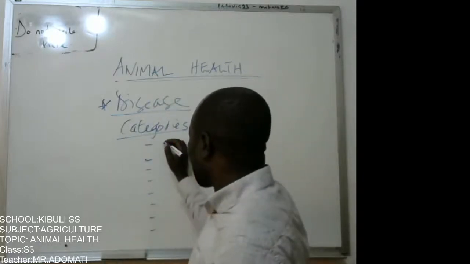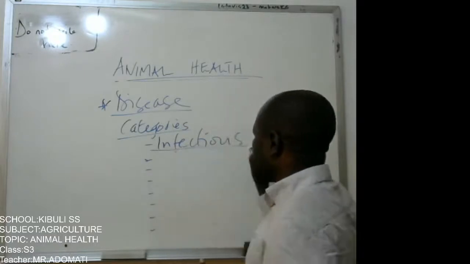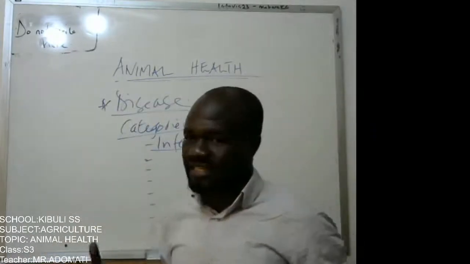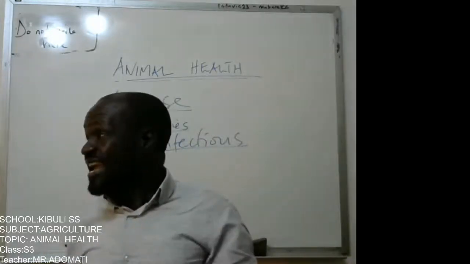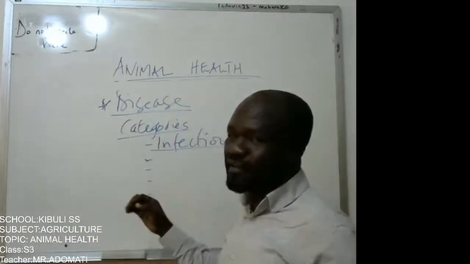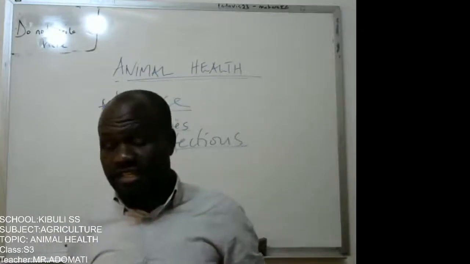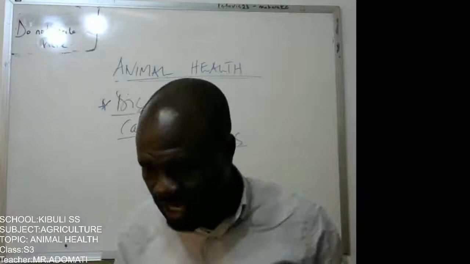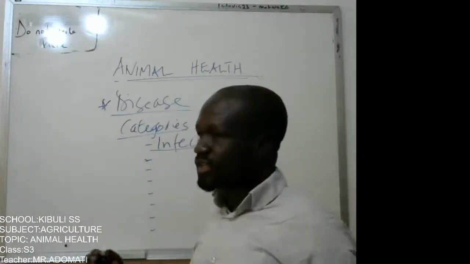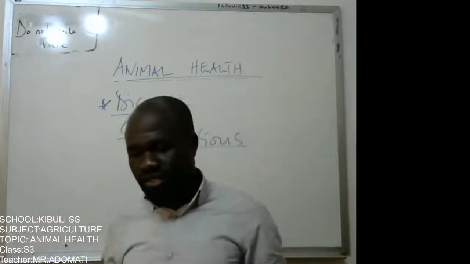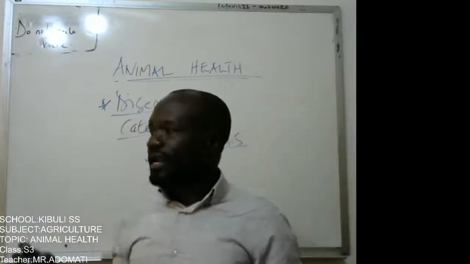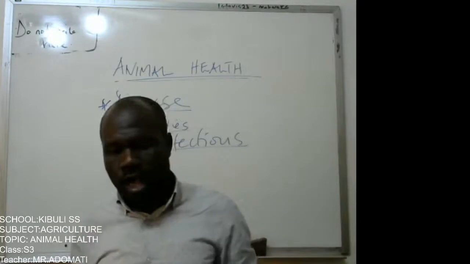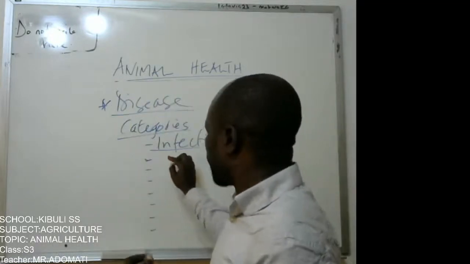Now, there are diseases that we call infectious. They are what we call infectious diseases. But what is an infectious disease in livestock science? We say a disease is infectious if it is caused by a living agent. An infectious disease is a disease that is caused by a living agent or a living thing, a pathogen. Infectious diseases are caused by pathogens, living agents. And these pathogens are things like viruses, bacteria, and protozoa, among others. So any disease that is caused by a living agent like a bacterium, a virus, or a protozoan qualifies to be what we call an infectious disease.